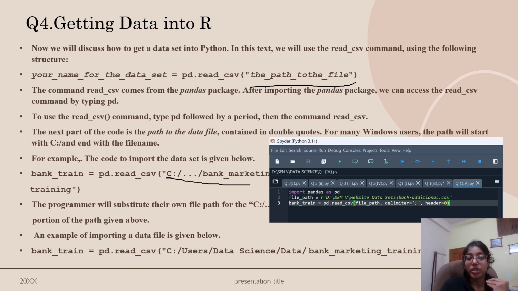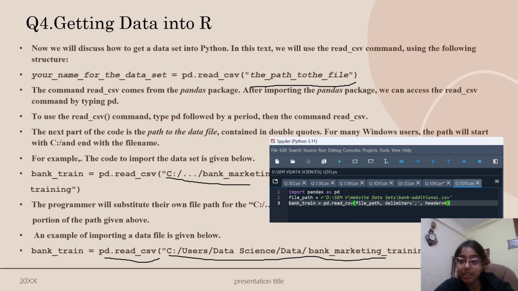So bank_train equals pd.read_csv. This is compulsory, and this is the path of the file that we are using here. This is the code that we have run. As you can see here, import pandas as pd, file path is equal to r, and we have given the file path. And here another file path is given, that is bank_train equals pd.read_csv, file path, comma, this is where you write the file path.